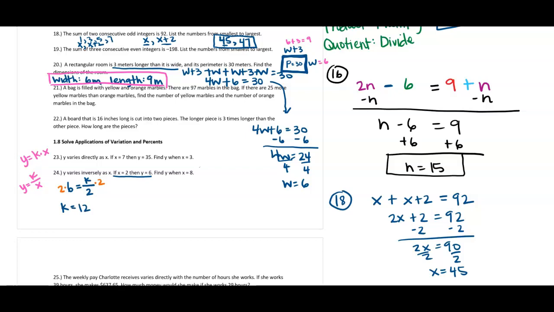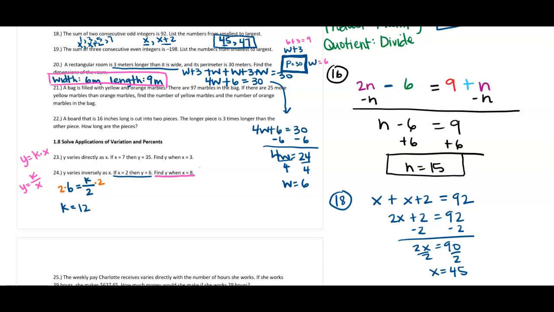Right? And a lot of times students will stop there and forget that they've got to do more. We haven't used any of this stuff yet. Here, and this is what we're really trying to find. All right, so now it says find y when x equals 8. So now I know what k is. I know what x is. Now I want to figure out what y is.